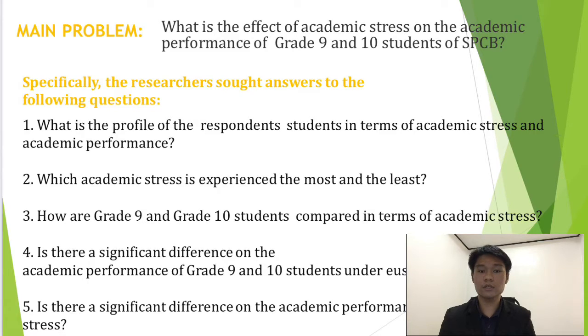Specifically, the researchers sought the answers to the following questions. First, what is the profile of the respondent students in terms of academic stress and academic performance? Second, which academic stress do they experience the most and the least? Third, how are grade 9 and 10 students compared in terms of academic stress? Fourth, is there a significant difference in the academic performance of grade 9 and 10 students under eustress and distress? Fifth and the last question, is there a significant difference in the academic performance in terms of academic stress?